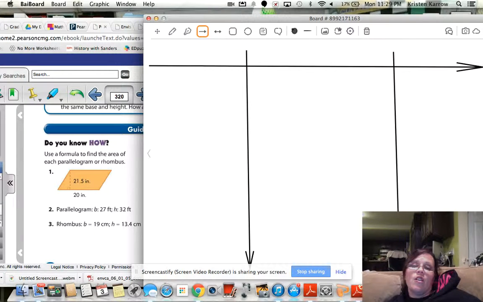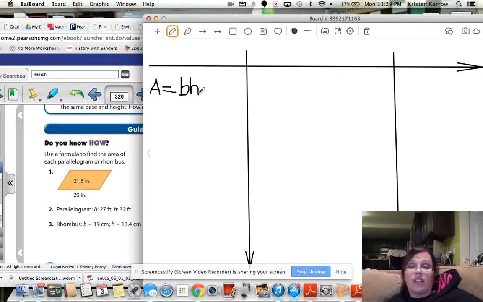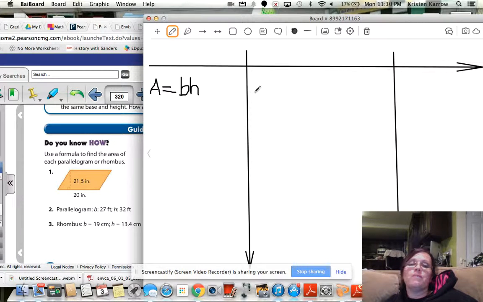Okay. In the first column, I am writing the formula. So area equals, for a parallelogram, base times height. I like to write it this way, so I sound like I'm very smart and I'm a mathematician. Now I substitute what I know.